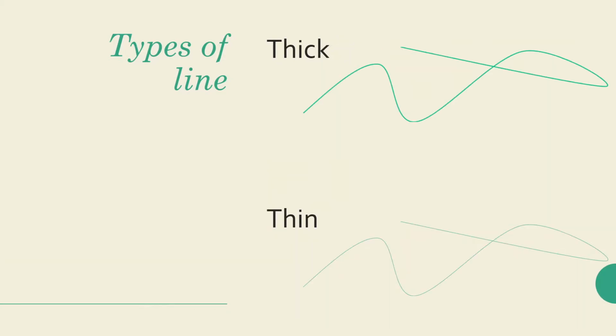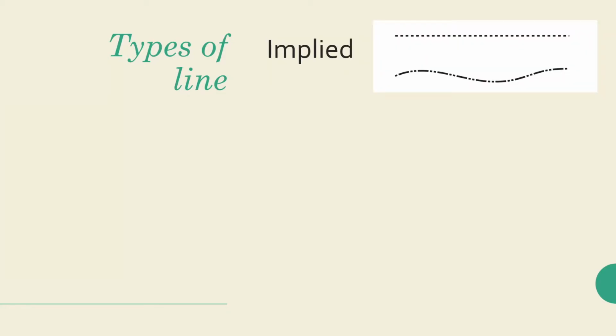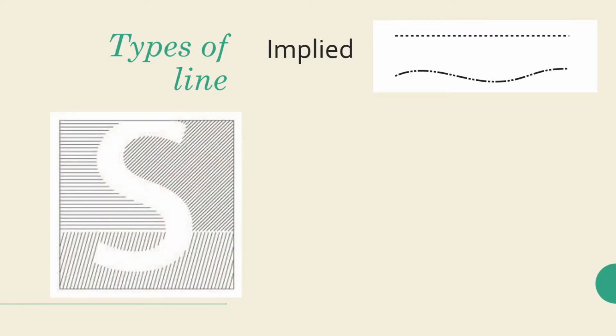My favorite type of line is implied line. In this example, you can see that the line is not completely connected. There are small spaces in between the marks that create the line. This means that the line is implied. It's not totally solid, but you know that that's a line. You can do really cool things with implied line. For example, here you can see the shape of an S because of the way the lines are placed.